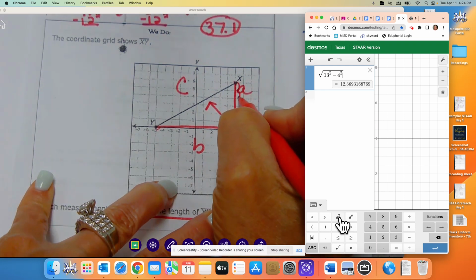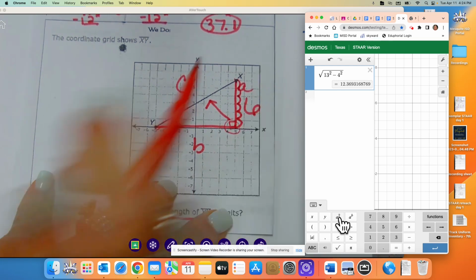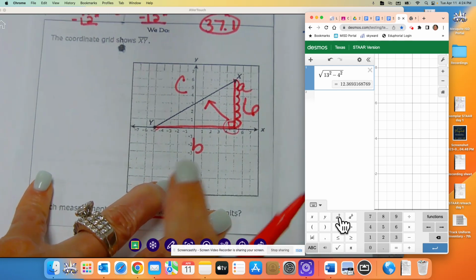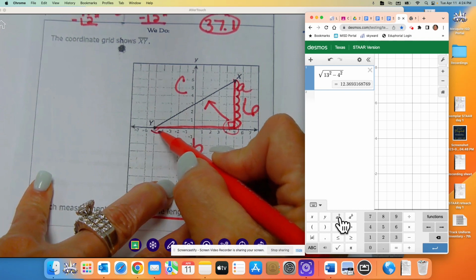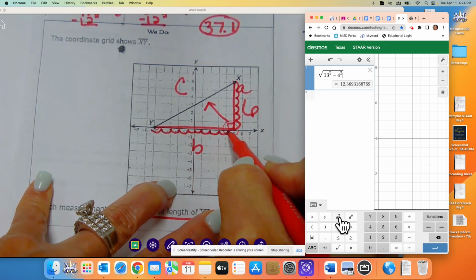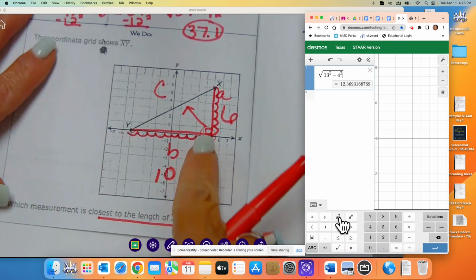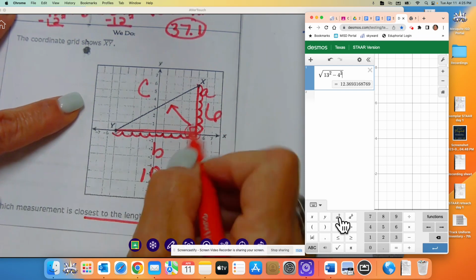This is 1, 2, 3, 4, 5, 6. So that side length is 6. This side length here is 1, 2, 3, 4, 5, 6, 7, 8, 9, 10. Okay, my right angle, this is A and B.